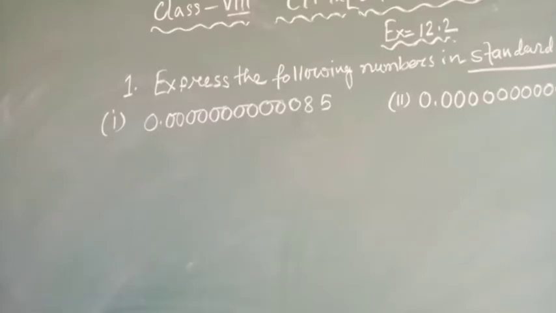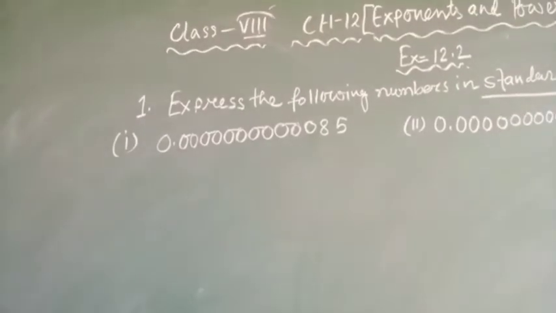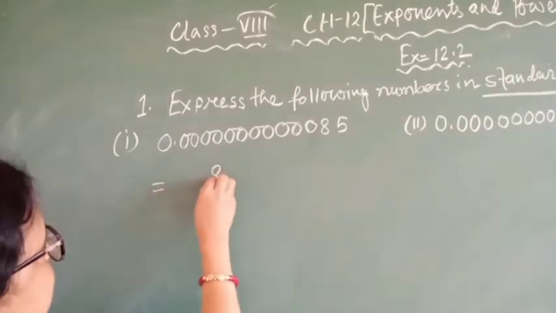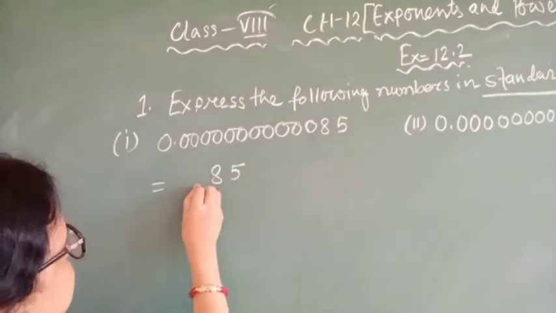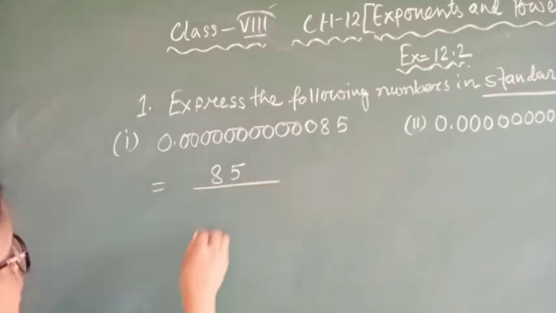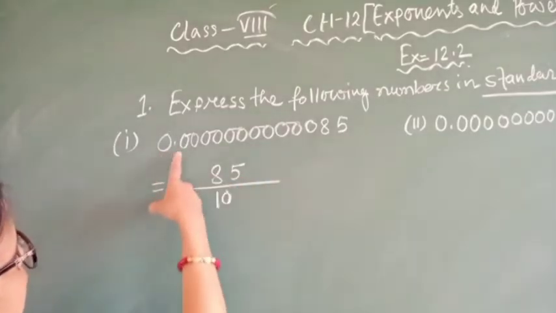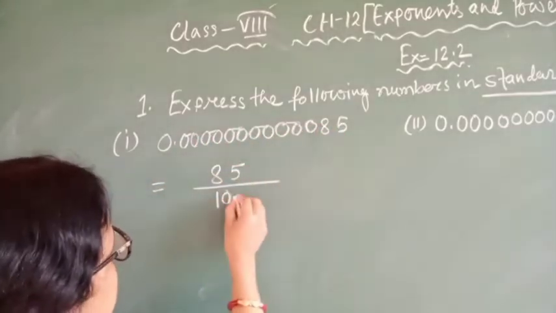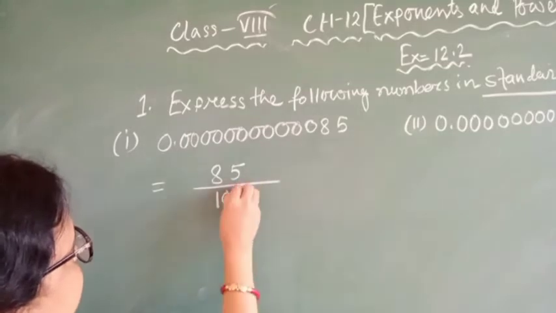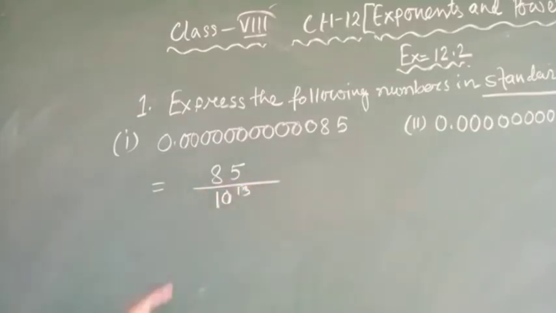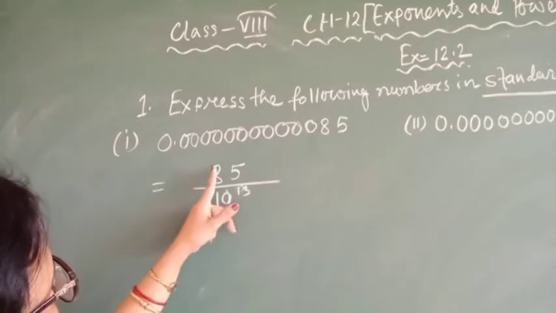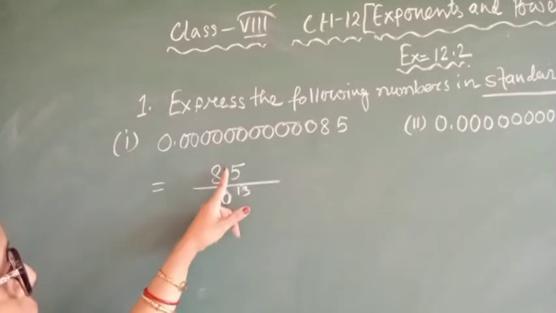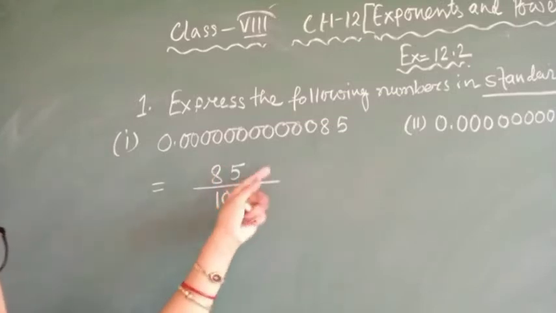So how to write this one? Now as it is 10 to the power 11, you can write it in this form: 85 divided by 10 to the power, 1, 2, 3, 4, 5, 6, 7, 8, 9, 10, 11, 12, 13, 10 to the power 13. Okay, now 8, 5, and because of standard form, after 1 digit we have to take the decimal, as it is 8.5 into 10 to the power something.